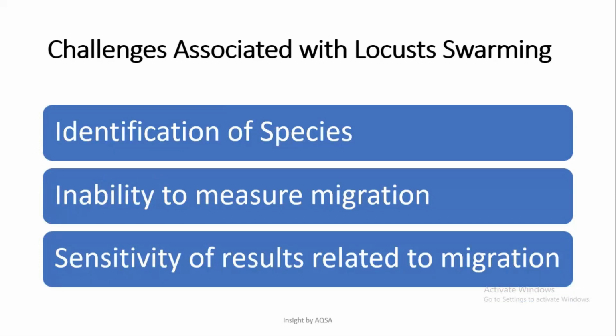Now we will discuss the challenges associated with locust swarming. Identification of the swarming species associated with an area of attack is a major challenge, because sometimes misidentification of species can cause many problems. Another challenge is the inability to measure the rate of migration and population density of swarms. One other challenge is the inability to measure the results of migration of swarms.